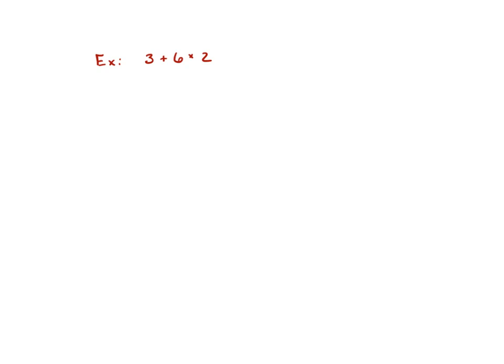Next example, again I've written it here with the multiplication symbol, but you would probably see this more commonly. And we'll do our multiplication first. 2 times 6 is 12, and 3 plus 12 is 15, giving us again that inverted triangle down to our solution.